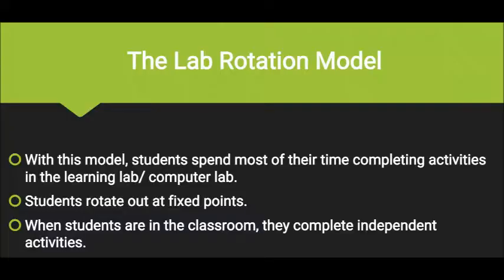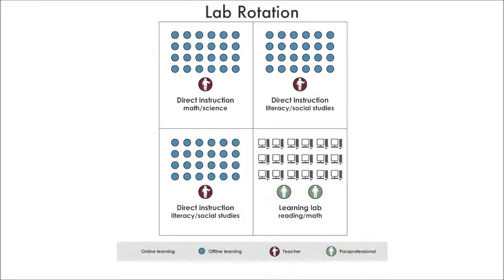In the lab rotation model, students spend most of their time completing activities in the learning lab. This is a generic picture of a lab rotation model. Lab rotations are taking lots of different forms, but the basic idea is similar across all of them. You can see in these three images over here on the left and top that students are in traditional classrooms with other students represented by those blue dots, with teachers in the red who are just leading them through very traditional instruction. And then students rotate out at very specific times to that bottom right-hand square, which is the learning lab, and that's where they're working online individually at computers.